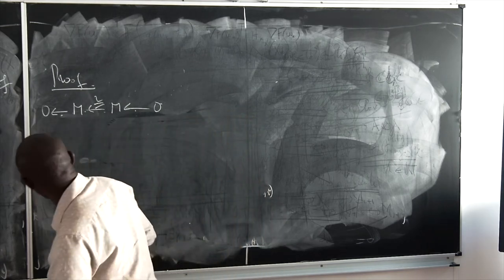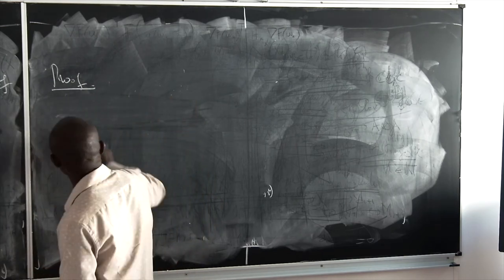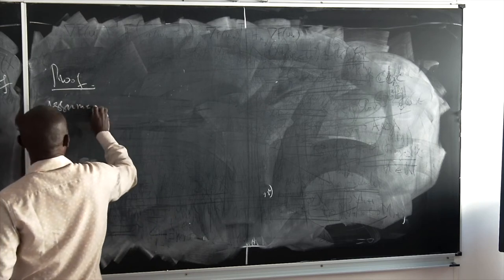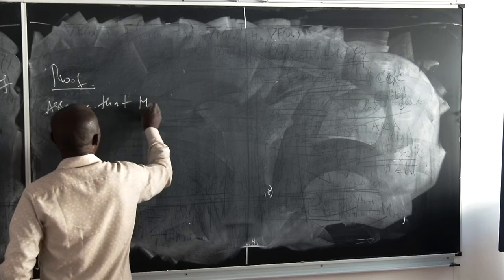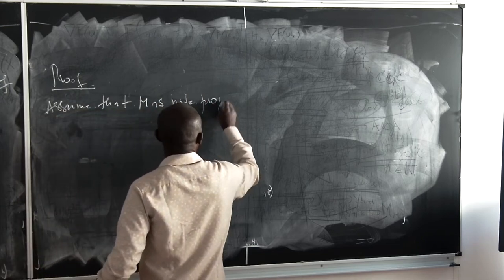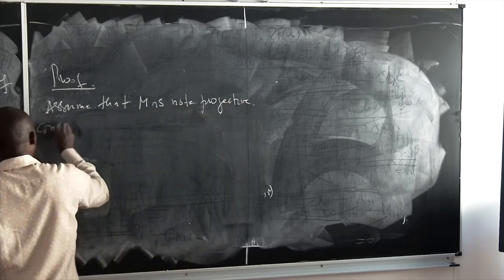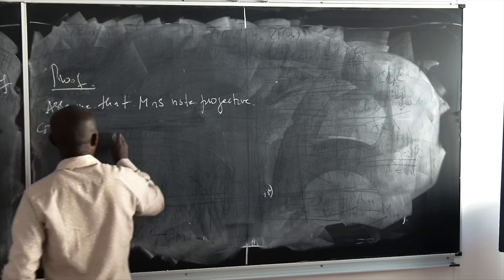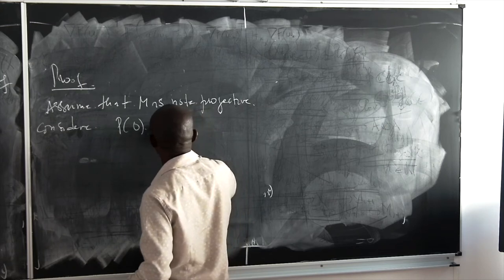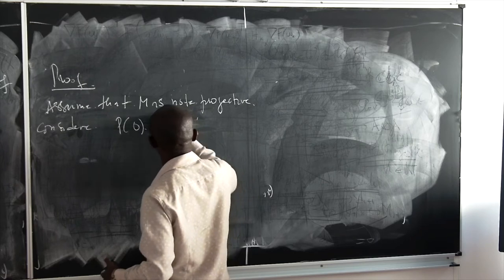And we assume that our M is not free, it's not projective. So assume that M is not projective or free. Consider P0, a projective A module, or a free A module, free.